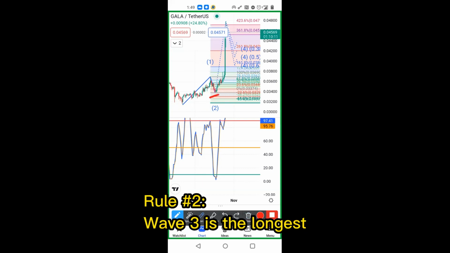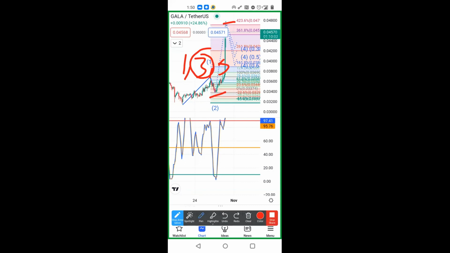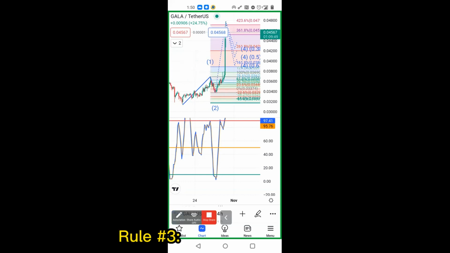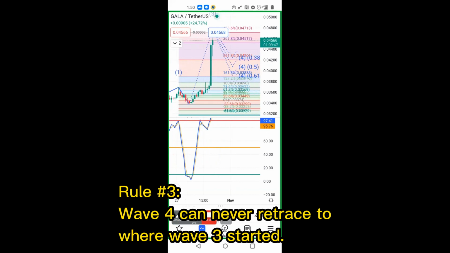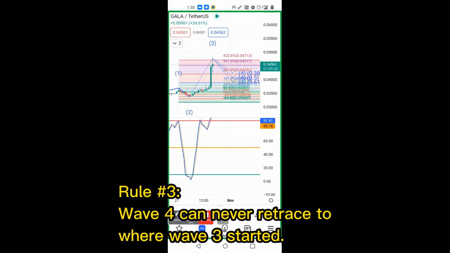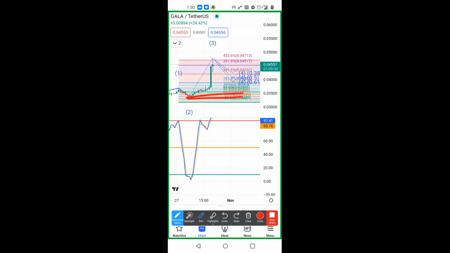Wave number 3 is usually the longest. So among wave number 1, 3, and 5, wave number 3 can never be the shortest. This one gives more profit. So once you see wave number 3, know that money is going to come. You enter from here, just know this is the longest wave. Rule number 3, wave number 4 can never retrace up to where wave number 3 started. It can never retrace. So those are the 3 unbreakable rules.